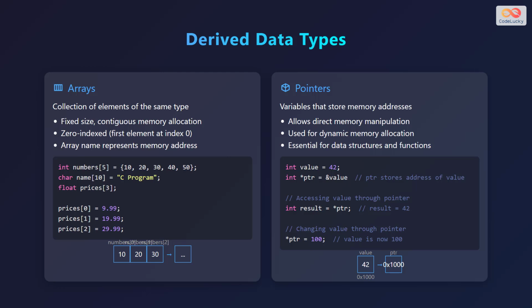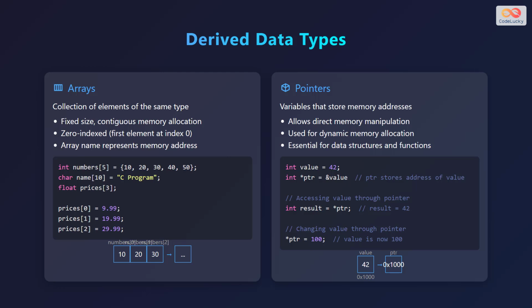Let's move on to derived data types, which are built from the basic types we've already covered. Arrays are collections of elements of the same type. They have a fixed size and contiguous memory allocation, meaning the elements are stored next to each other in memory. Arrays are zero-indexed, so the first element is at index 0. The array name itself represents the memory address of the first element.